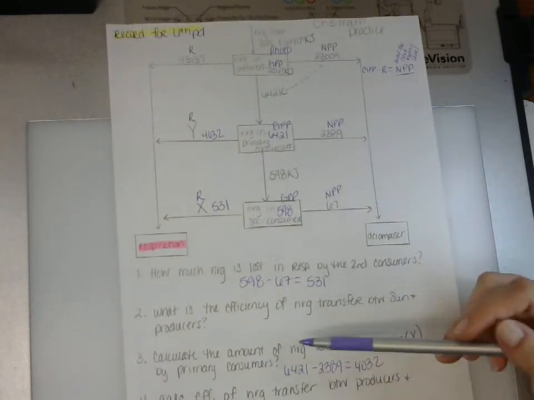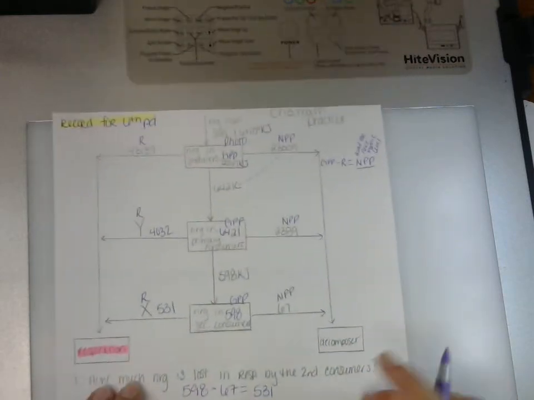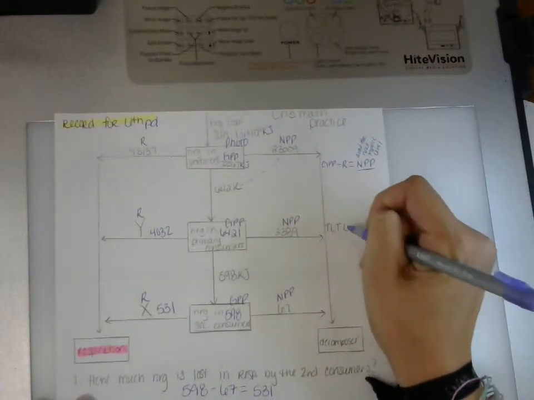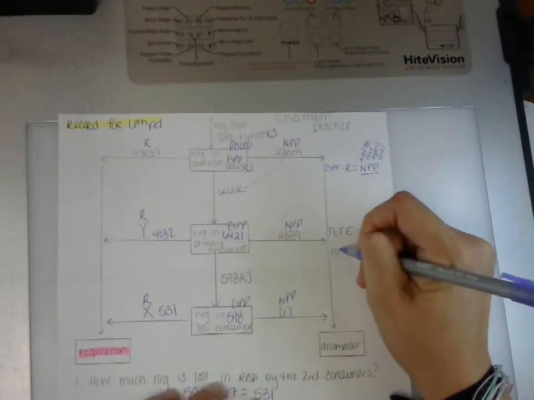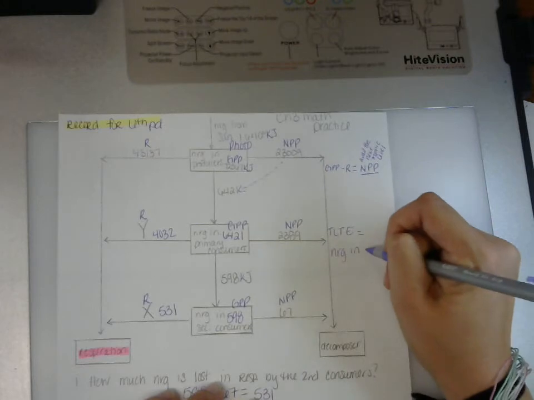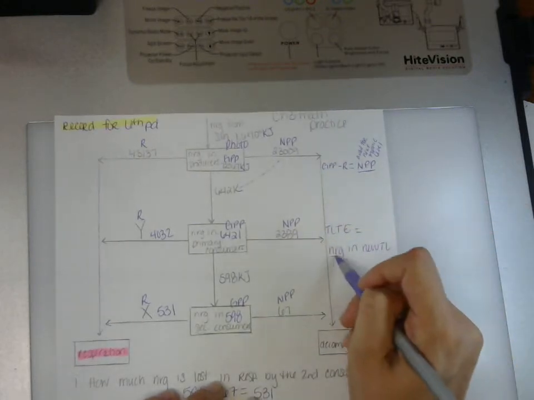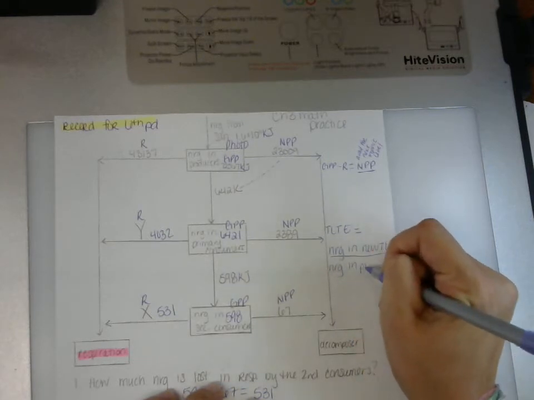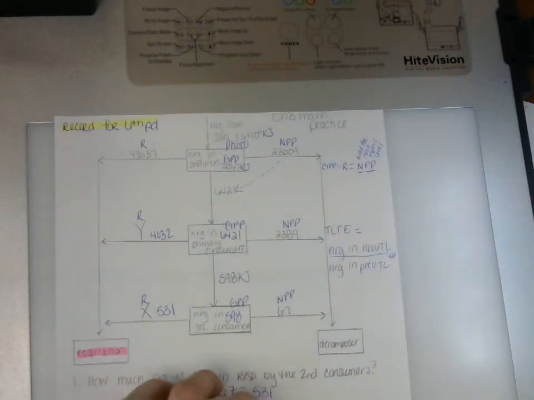All right, and then we're going to calculate trophic level transfer efficiency. I'm going to put the formula right on the side here. Trophic level transfer efficiency. Study your notes. It's the energy in the new trophic level divided by the energy in your previous trophic level times 100 to get it in a percentage.